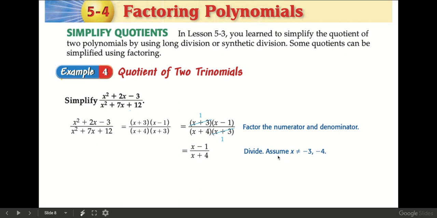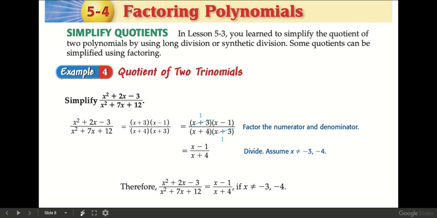Now the thing that we have to assume is that x can never be negative 4 or negative 3. Why is that? Because if x was negative 4, I would get a 0 in the denominator and it would give me an undefined number. Or in this other one, if x was negative 3, it would also give me 0 here, which again gives me a 0 in the denominator, which would give me an undefined number. So we can never have zeros in the bottom or else it gives us an undefined number. So that's why we're going to assume that x cannot be negative 3 or negative 4, because we can't have zeros in the denominator. So this would be our simplified answer, right? This simplifies to this, if x isn't negative 3 or negative 4.